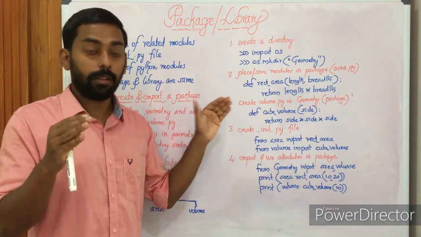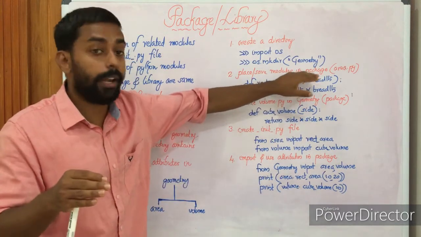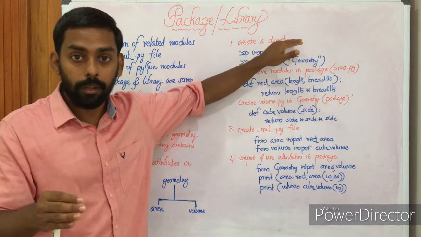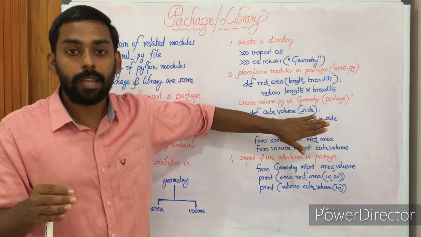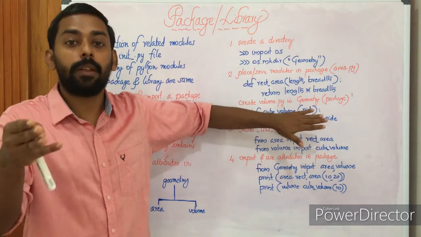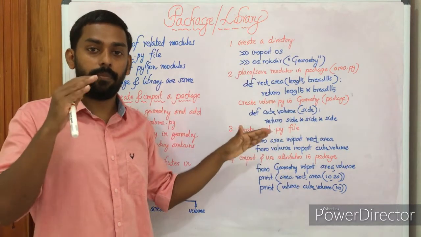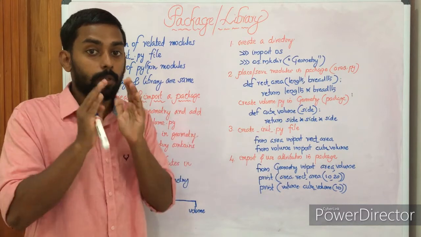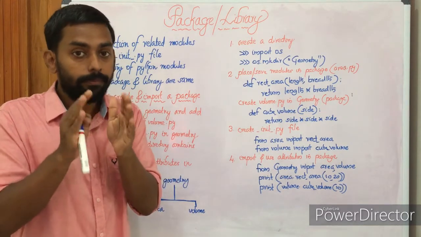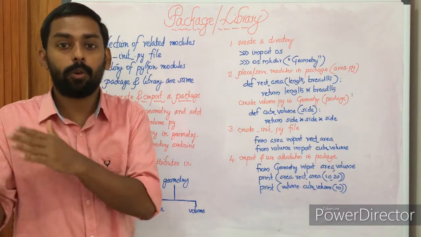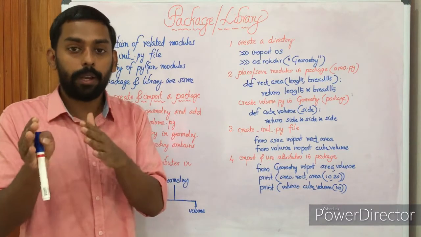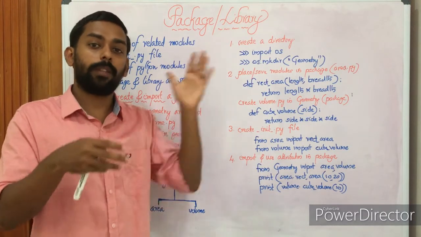So after that, at the time of saving area.py, it will be saved in the geometry directory. The same way, volume will also be saved there in the geometry directory. Then we will create a file called init.py, which is saved as init_dot_py. That's the format, and that file name will also be saved there in geometry.